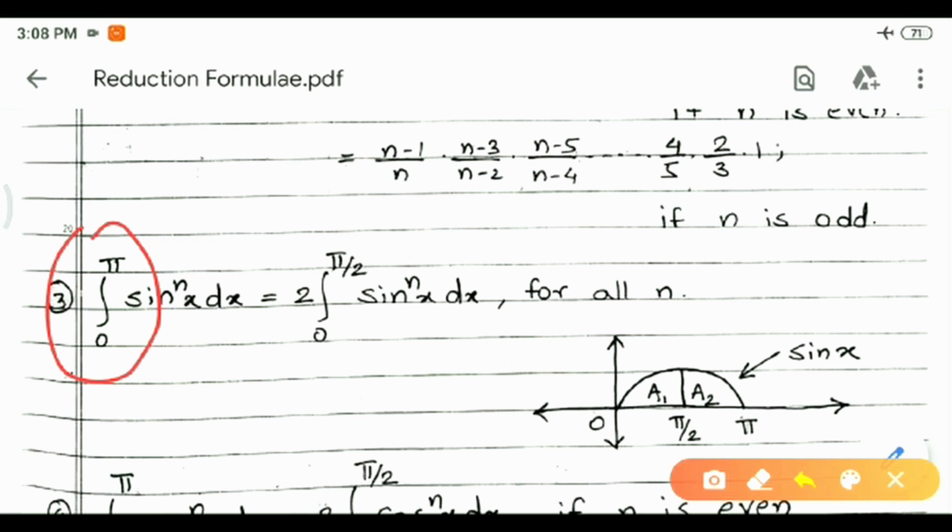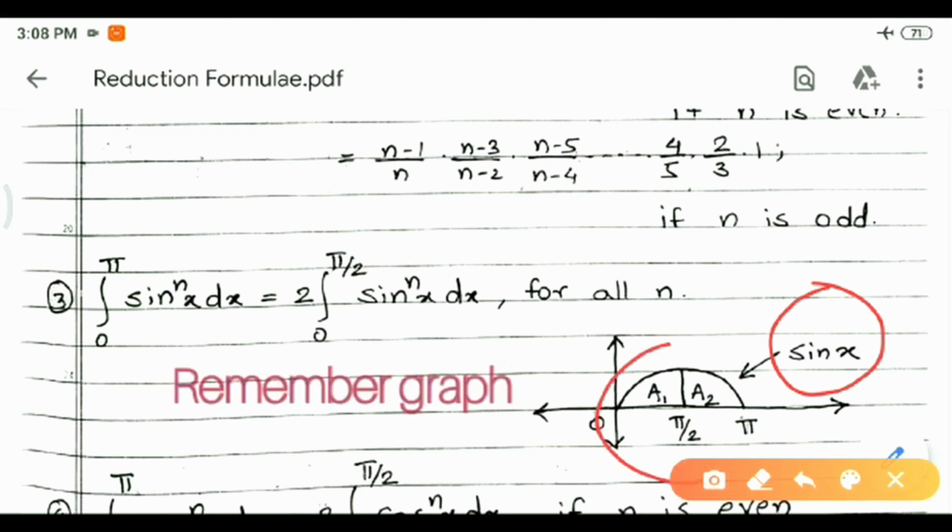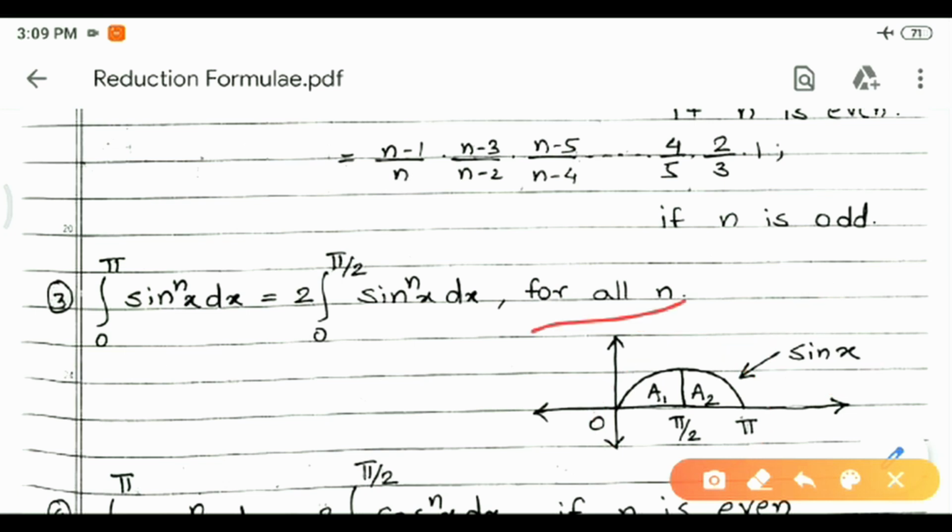Now this diagram will give you the idea. The graph of sine x over the interval 0 to pi looks like this. Adding A1 and A2, you get the total area, that is from 0 to pi by 2 and then from pi by 2 to pi. Whether n is even or odd doesn't matter. The graph of sine will always be on the positive side. That is why this formula works for all values of n, and it will be 2 times.